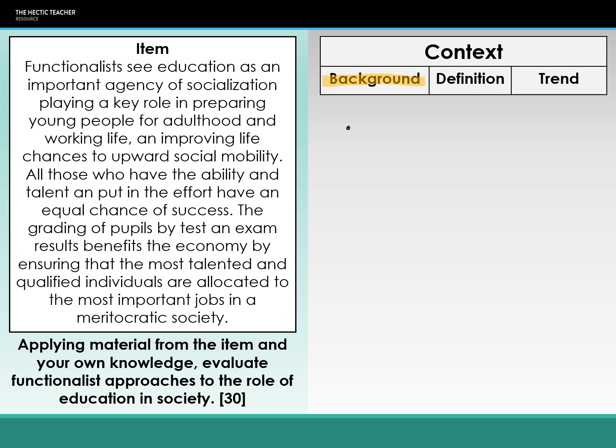We're going to give general functionalism. I'm sorry, I can't write straight. And we're going to talk about the functionalist theory of education.